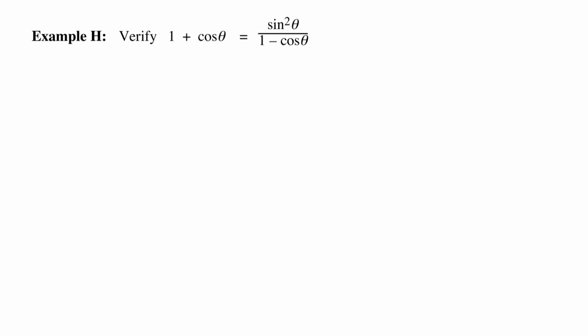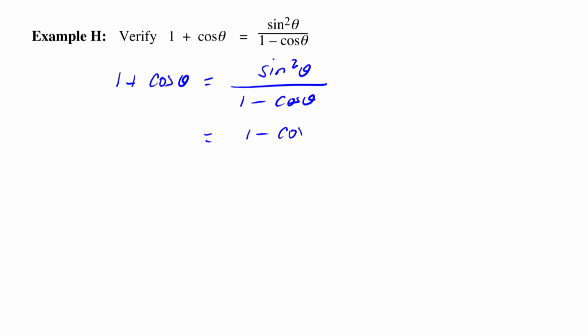Okay, in this example, 1 plus cosine theta equals sine squared theta over 1 minus cosine theta. The only square here that we see is the sine squared theta. And there is a Pythagorean identity for it, 1 minus cosine squared theta. And it's divided by 1 minus cosine theta.